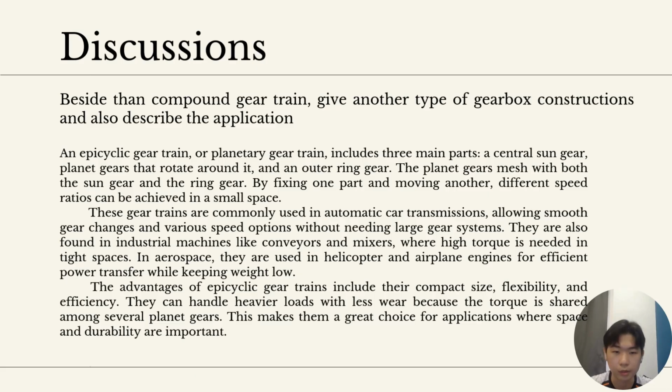In aerospace, they are used in helicopter and airplane engines for efficient power transfer while keeping weight low. The advantages of epicyclic gear trains are compact size, flexibility, and efficiency. They handle heavier loads with less wear because the torque is shared among several planet gears. This makes them a great choice for applications where space and durability are important.